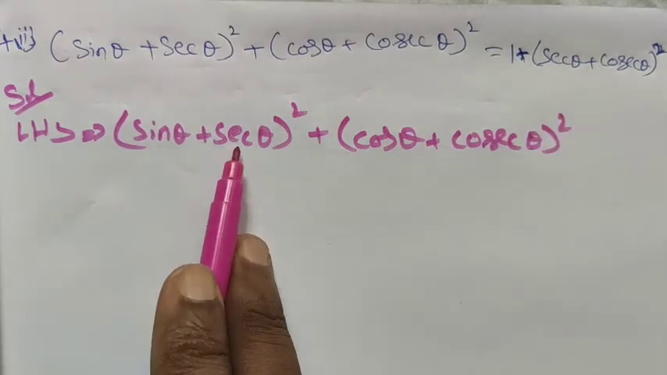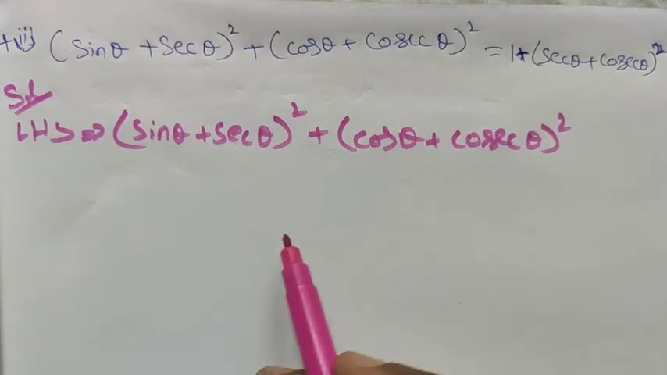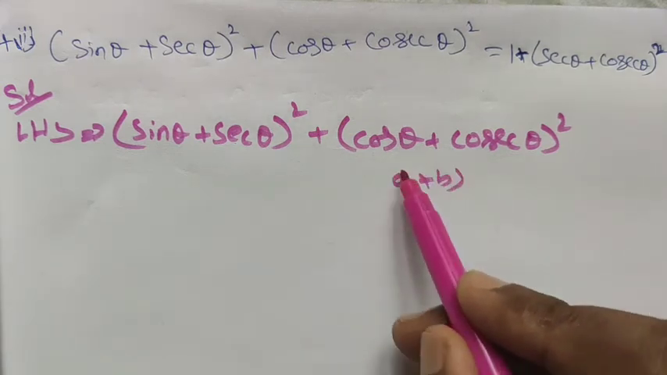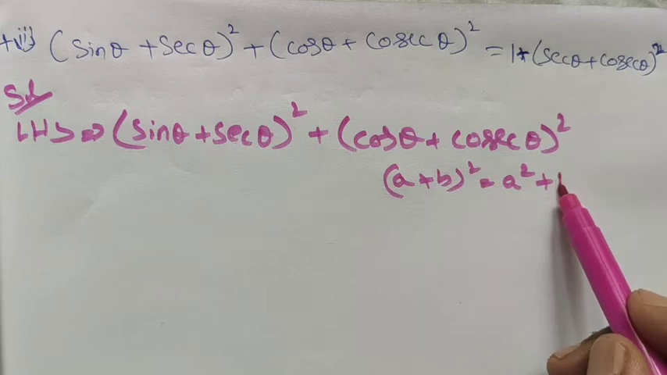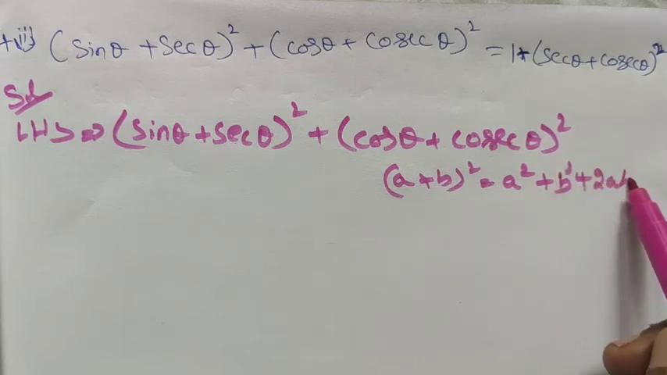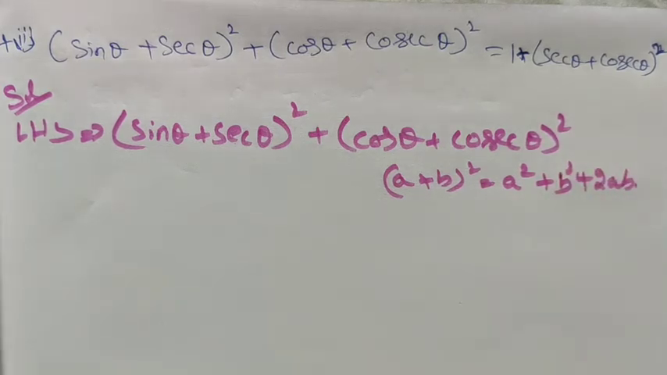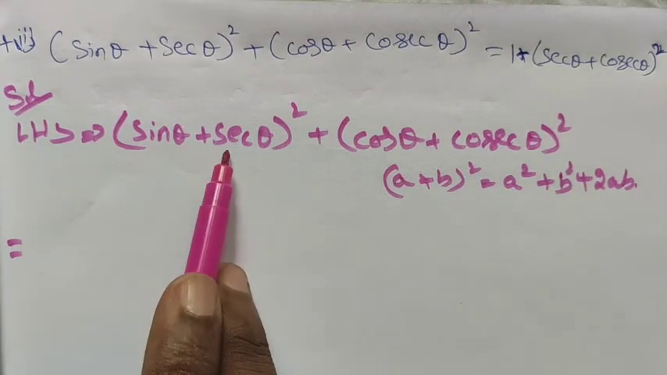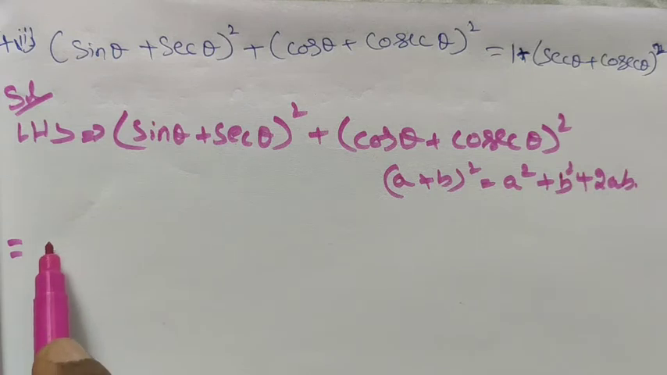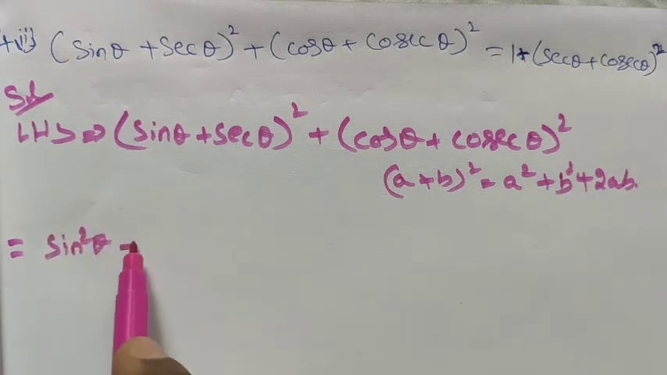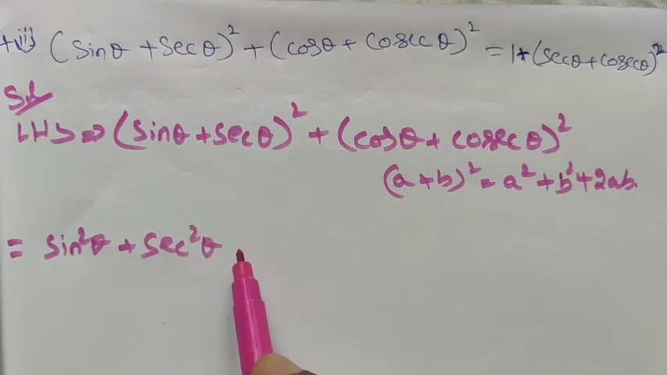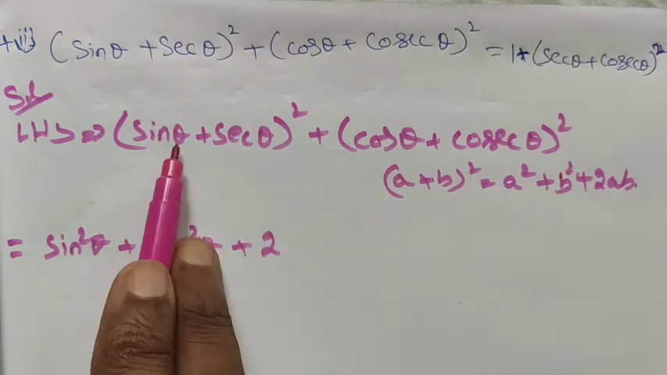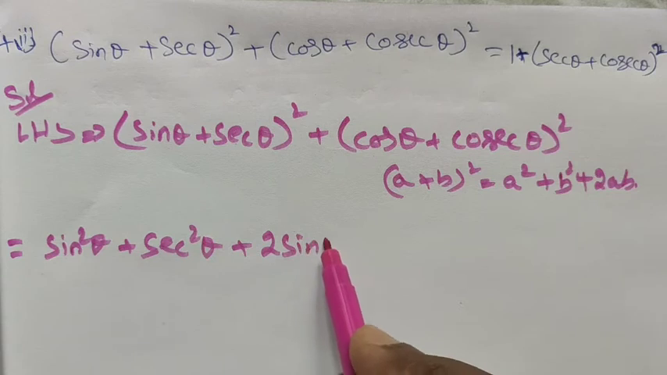So it is in the form of a plus b whole square, right? So we are applying the formula, that is a plus b whole square is equal to a square plus b square plus 2ab, and the same for the second term, plus b square plus 2ab. Here a is sin theta, b is secant theta. So a square means sin square theta plus b square is secant square theta plus 2 into a into b, sin into secant.